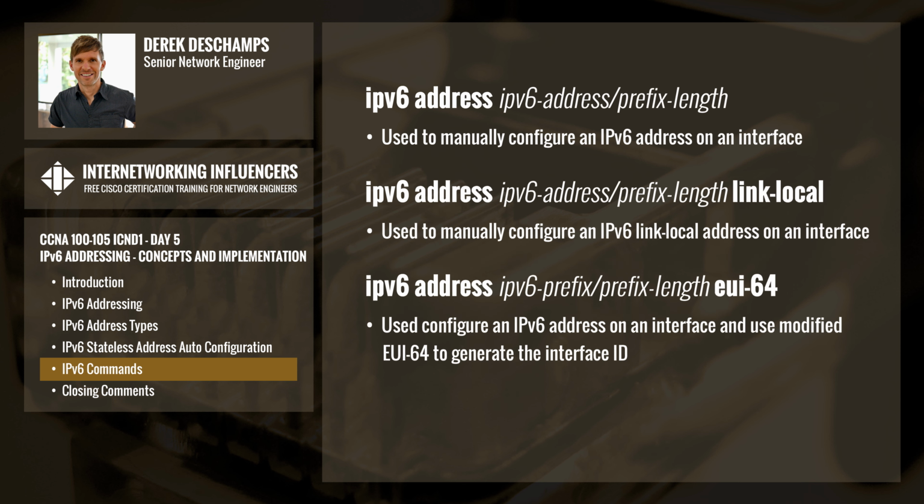The ipv6 address command is used to manually configure an IPv6 address on an interface. The ipv6 address link-local command is used to manually configure an IPv6 link local address on an interface. The ipv6 address eui-64 command is used to configure an IPv6 address on an interface and use modified EUI-64 to generate the interface ID.